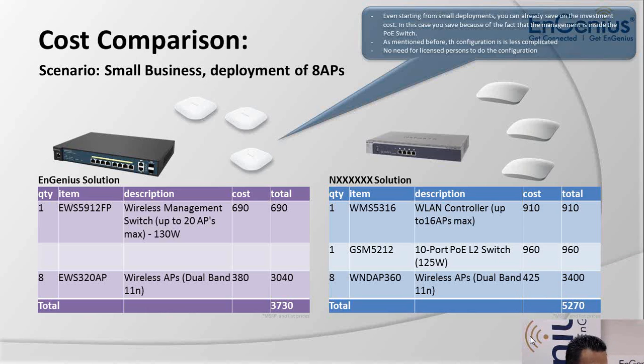This is our deployment compared to some other brands, where I think if you just look at the numbers, it speaks for itself. Very important here is that we have an all-in-one switch solution, including PoE switch and layer 2 switch. So we don't need an additional switch here to extend the network and to make the connections to the access points.